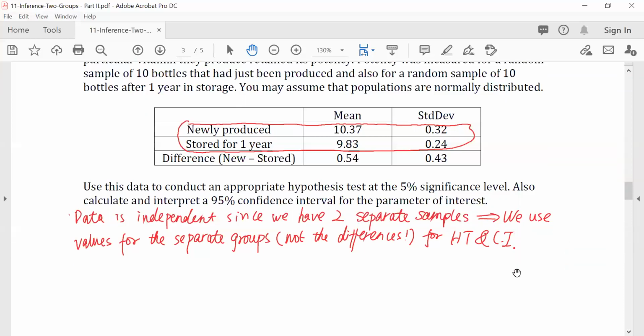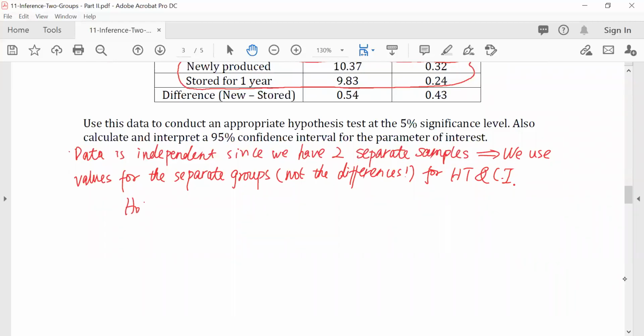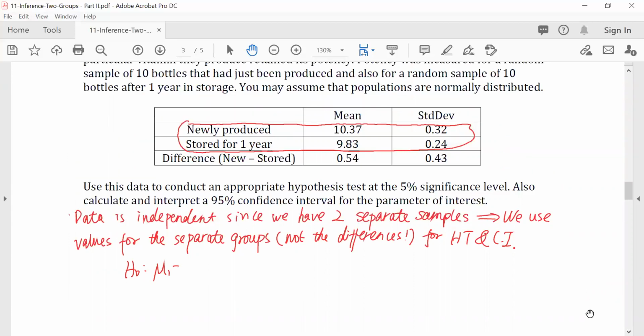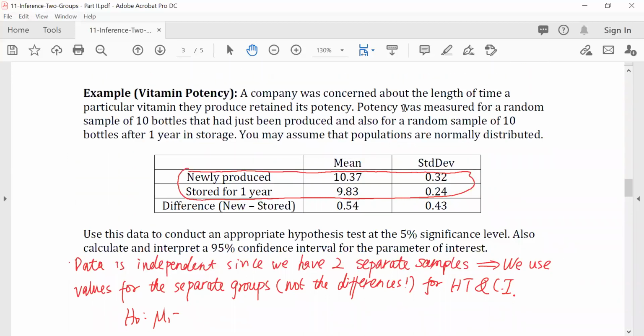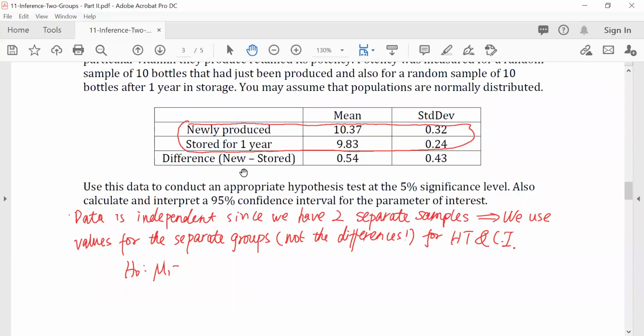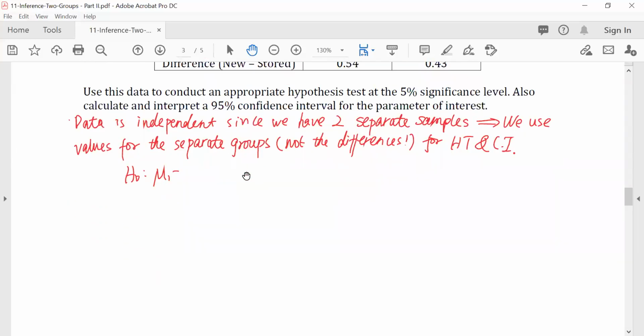So for the hypothesis test, the first step, establish the null hypothesis and alternative hypothesis, right? The question is we are trying to see whether the vitamin stored for a year retained its potency as the newly produced vitamin. So again, the null hypothesis is always going to be something with the equal sign. And the alternative hypothesis will be mu1 minus mu2 greater than 0.